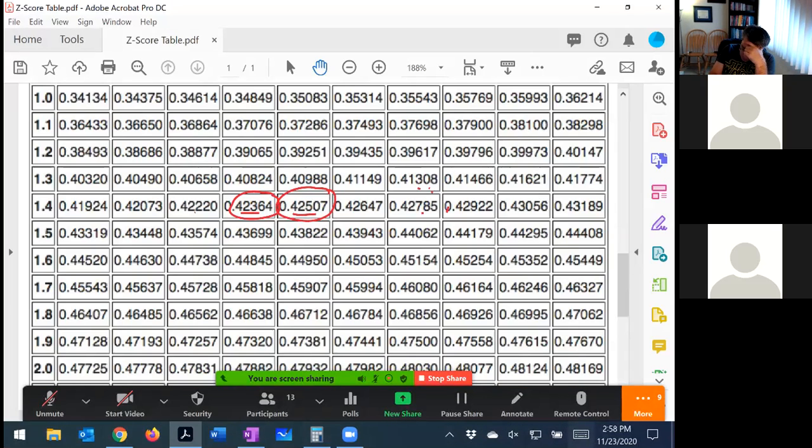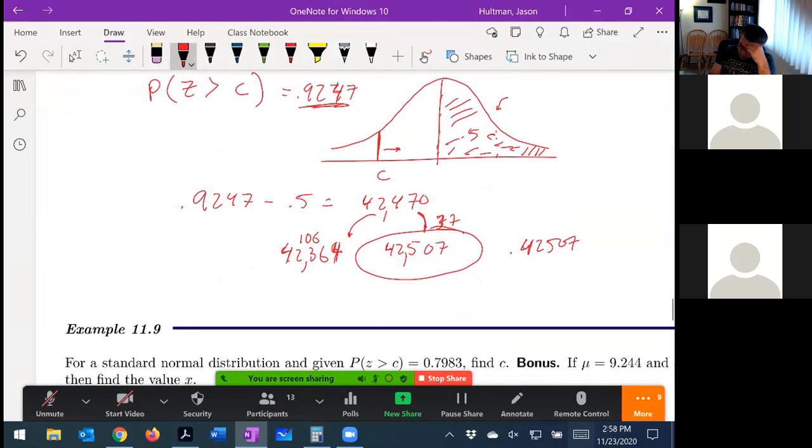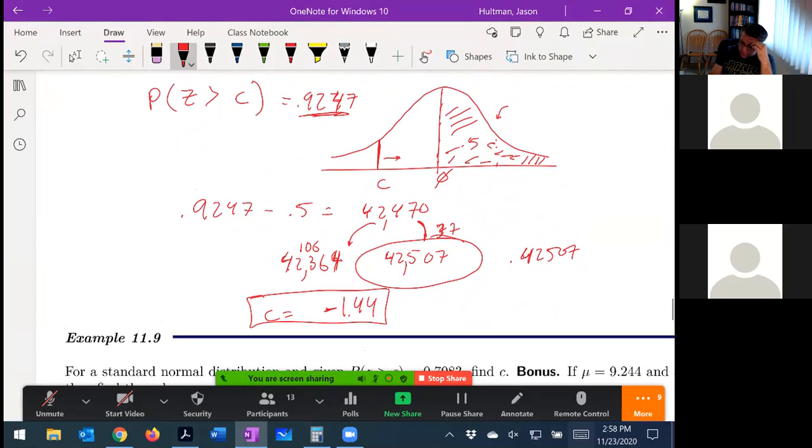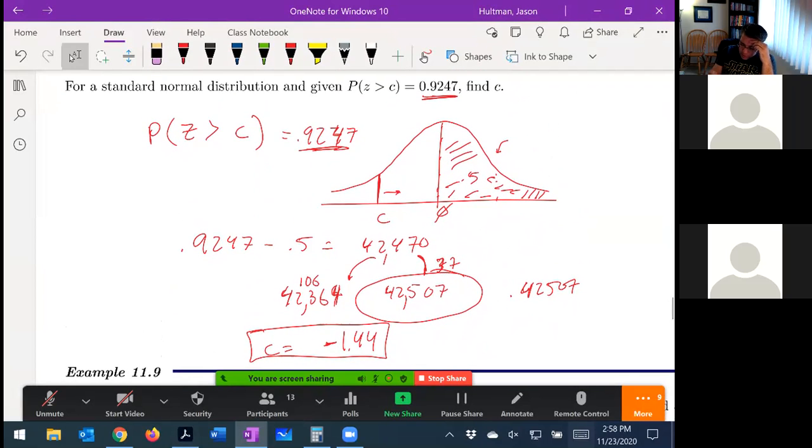It was 1.44. So that's 1.44. However, because C was less than the middle, and C is less than 0, this means it has a negative value. So C is equal to negative 1.44. Okay, that was my z-score that would produce this value here.